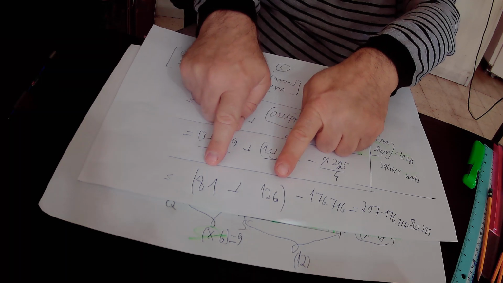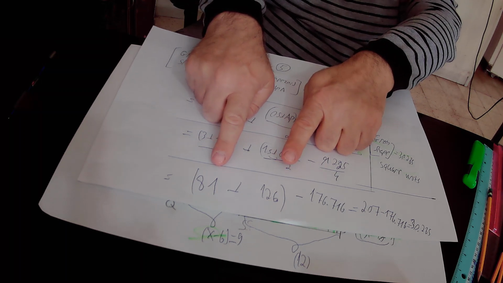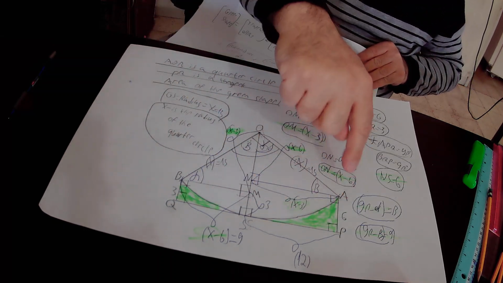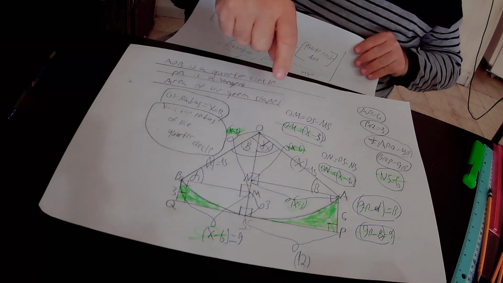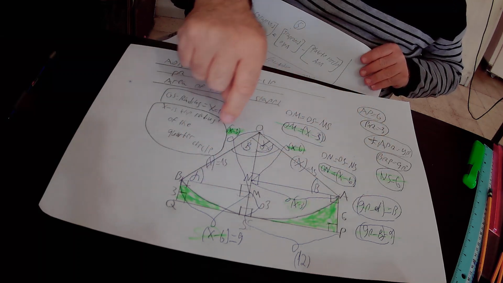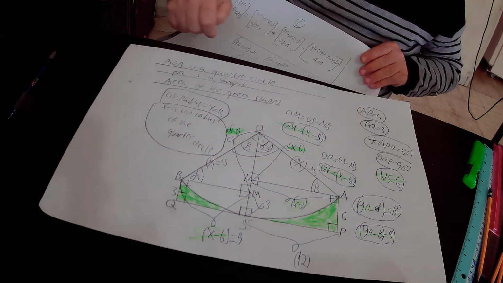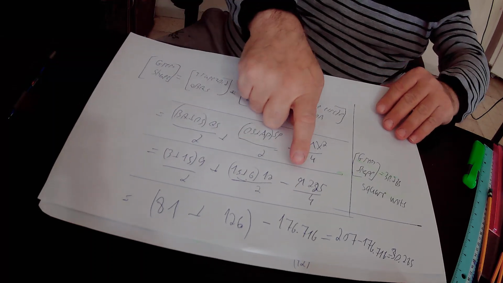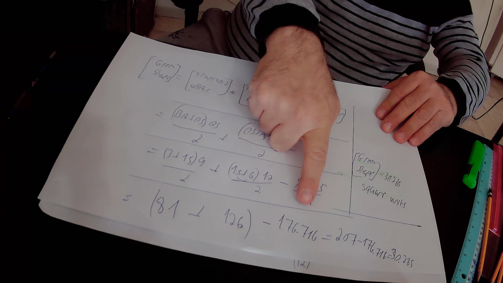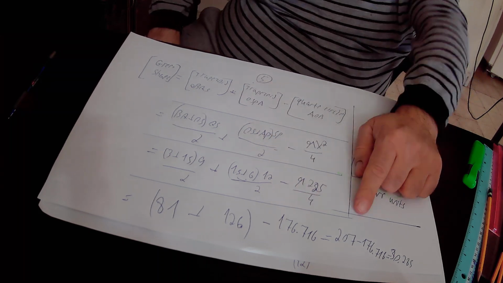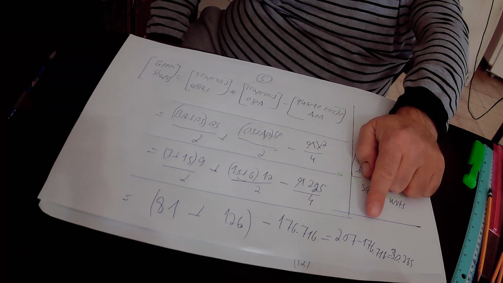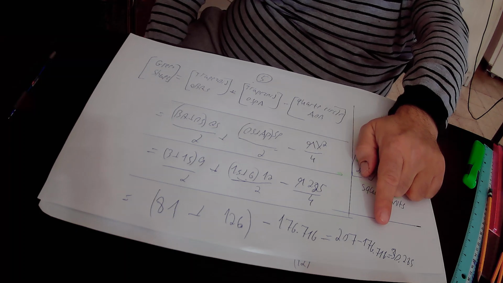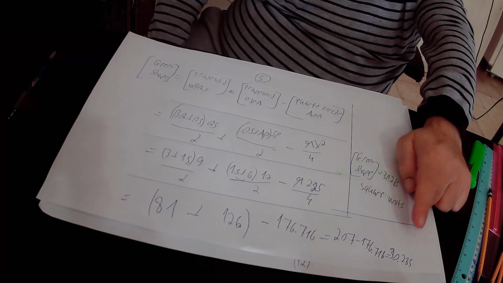So the area of the whole shape in total equals the sum of the areas of the two trapezoids. This is actually 81 plus 126, that is 207. That is to say, the area of this whole shape in total is equal to 207 square units. So the area of the whole shape in total minus the area of this quarter circle AOB is equal to the area of the green shape. And the area of the quarter circle AOB equals 176.716. So the area of the whole shape in total, that is 207 square units, minus the area of the quarter circle, that is 176.716 square units, equals the area of the green shape.